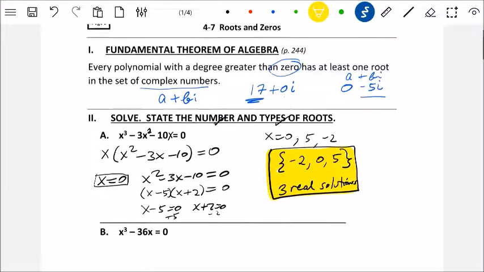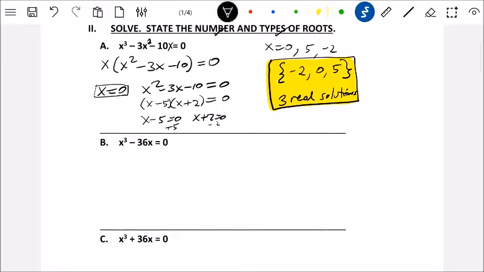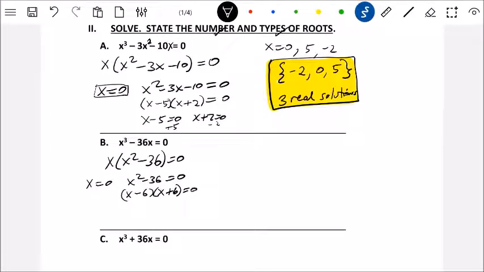Now let's do another one that shows a different factoring technique. This one, well, let's take the x out, and we see x squared minus 36 is equal to 0. So you have x equals 0, and we have x squared minus 36 is equal to 0. And this one is a difference of 2 squares, x minus 6 and x plus 6 equals 0. So they each get their separate 0. So we get a 0. This one will be a positive 6, and that will be a minus 6.